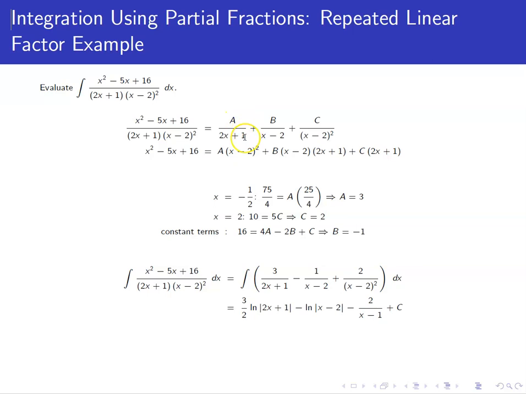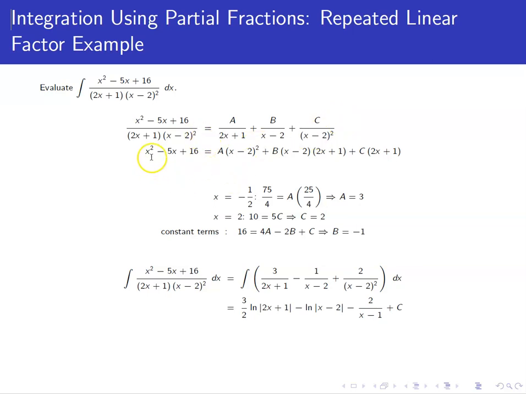be just a constant over 2x plus 1, but then we need a separate term in our decomposition for every power that we have for the repeated factor. So in this case, since we have a repeated factor with a multiplicity of 2 here, we have two terms that correspond to the x minus 2 factor. One is to the first power and one is to the second power. And again, since we have a linear factor that we're doing the decomposition over, the numerators will be constants. So that's why it's just b and c there for our numerators.